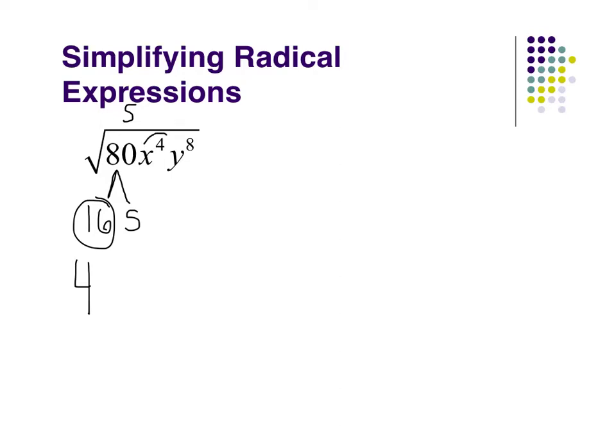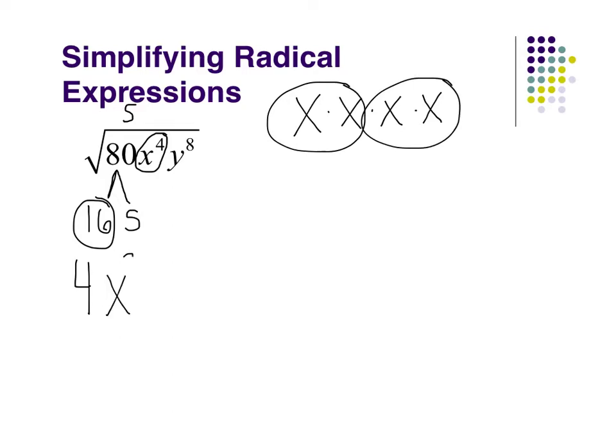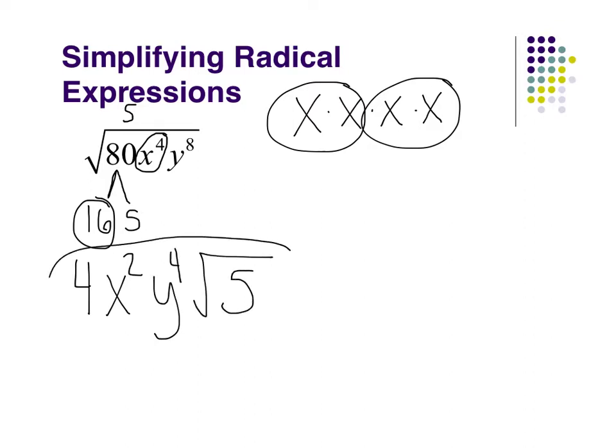Here, I have an x to the 4th. Well, I got to think, how many pairs of x's can I take out? I would have x times x times x times x. That's x to the 4th. I can take out 1 pair, 2 pairs, so I get x squared. And for my y, I would have 4 pairs, so I get y to the 4th. And then the square root of, well, that 5 is left over. Here's my final answer.